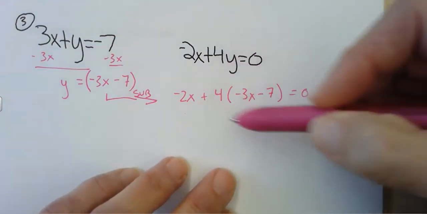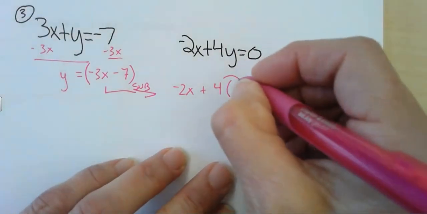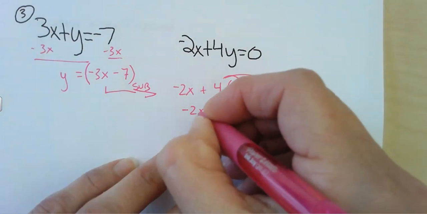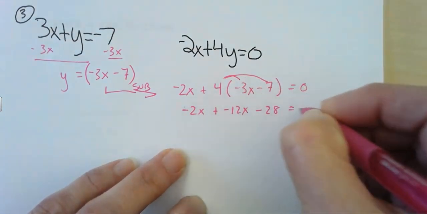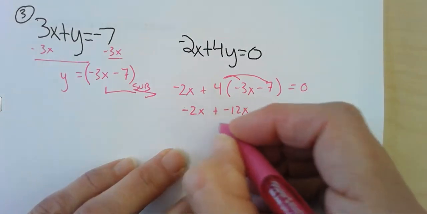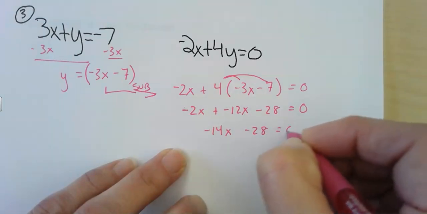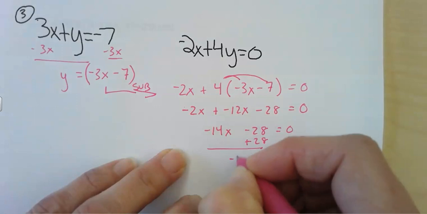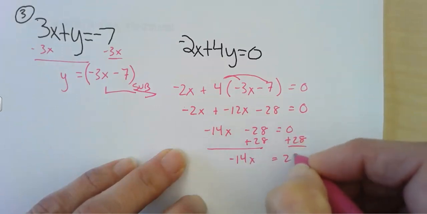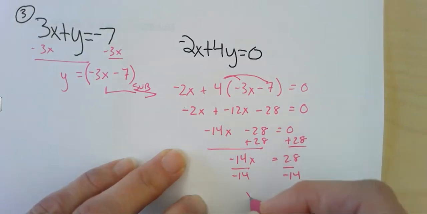And by doing this, we now have only x's. Yay, we can solve. So we distribute: negative 2x plus negative 12x minus 28 equals 0. Together we combine like terms. Negative 14x minus 28 equals 0. Add 28. And then what are we going to do? Yep, divide by negative 14. So x equals negative 2.